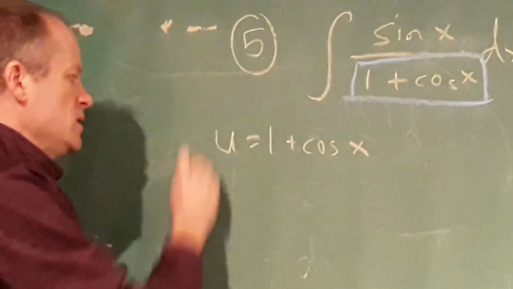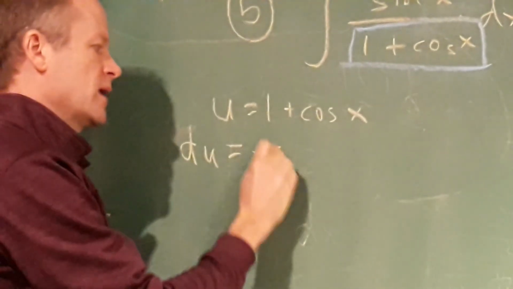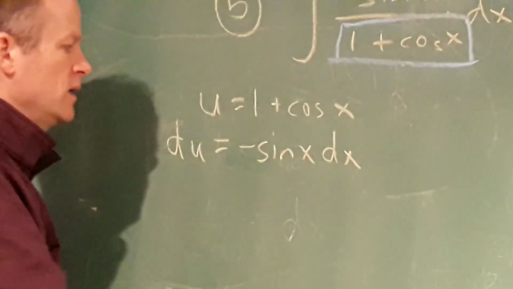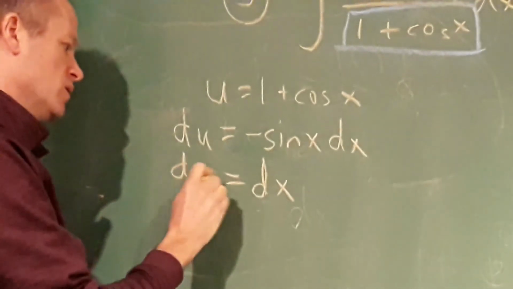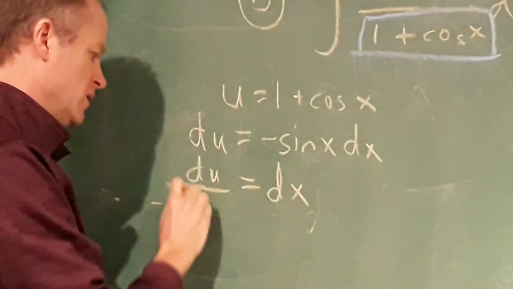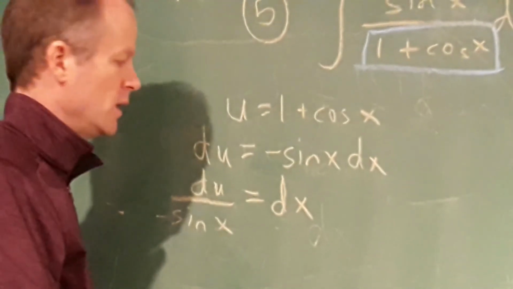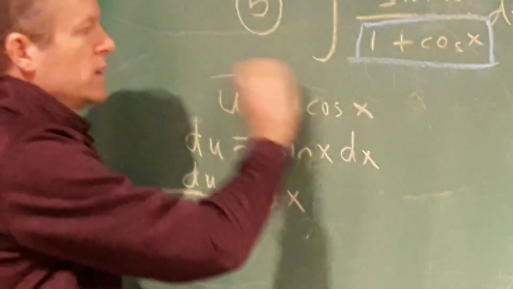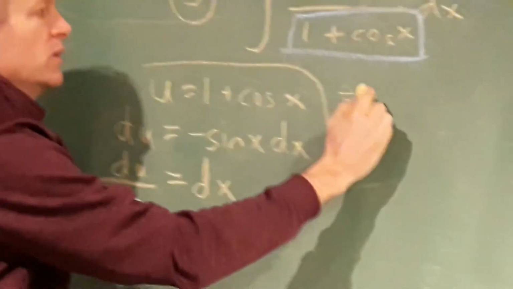So then du is equal to the derivative of cosine, which is negative sine of x dx, and then dx is equal to du over negative sine of x. So now I'm going to use that substitution to rewrite this. I'm going to block the side work off. And so this would equal the integral.